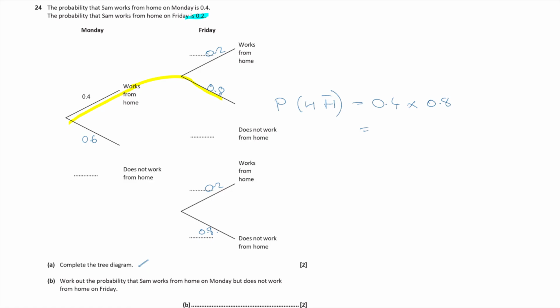So 0.4 times 0.8, that is 0.32. 0.32, and that is my answer, 0.32.